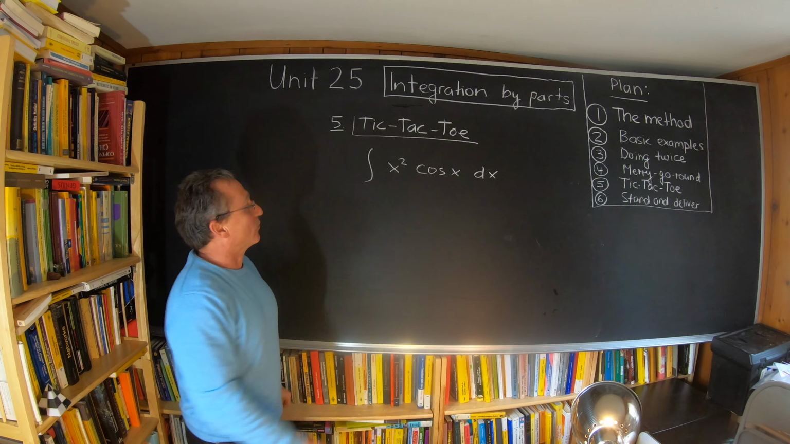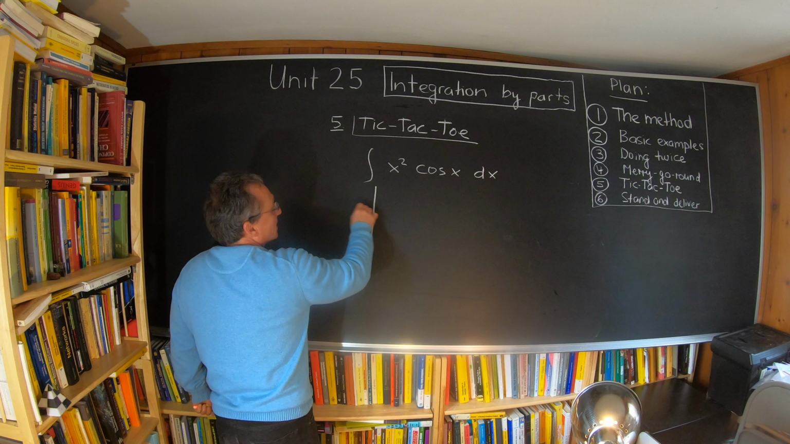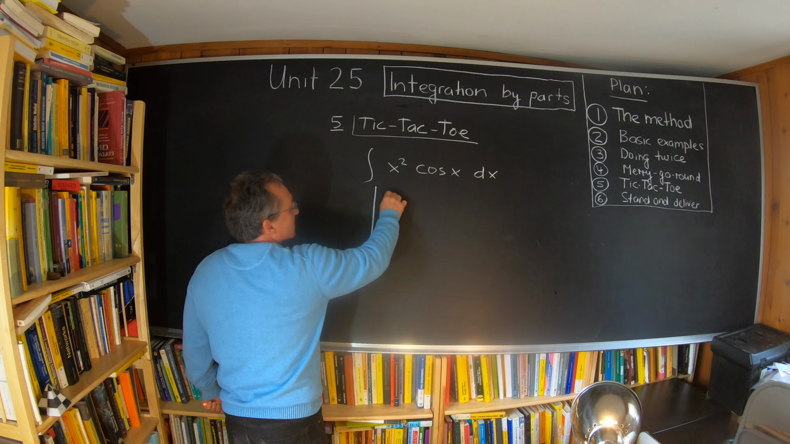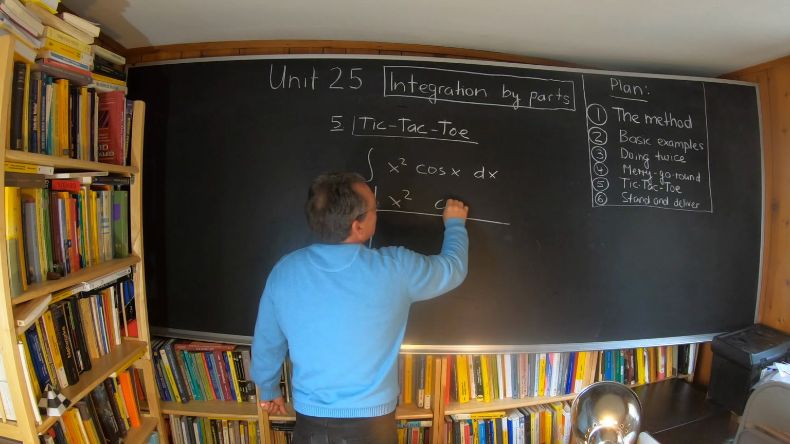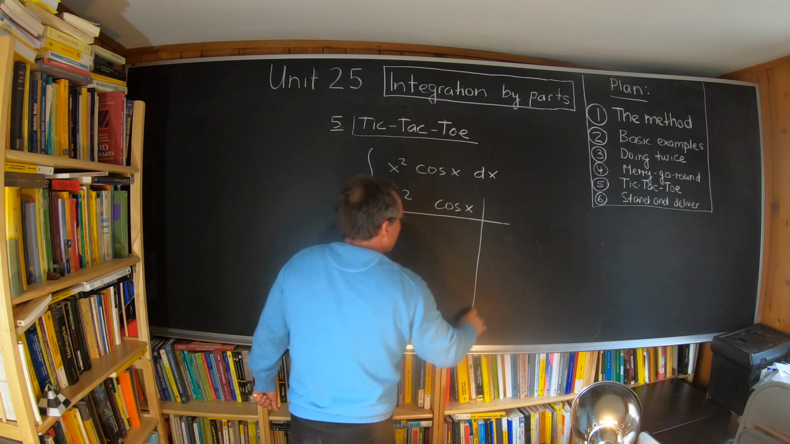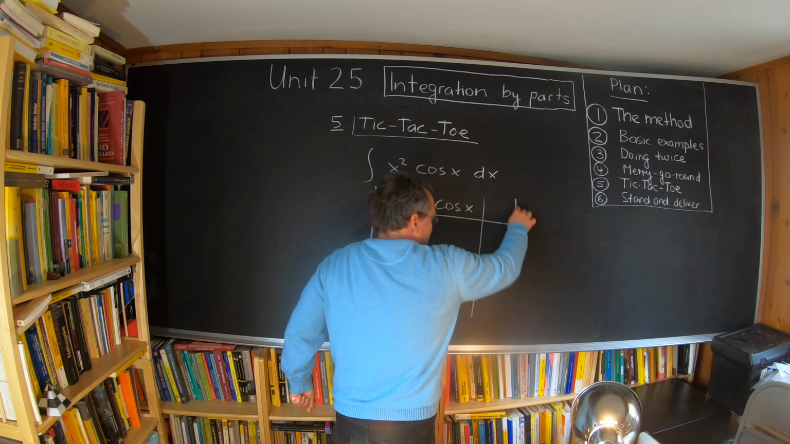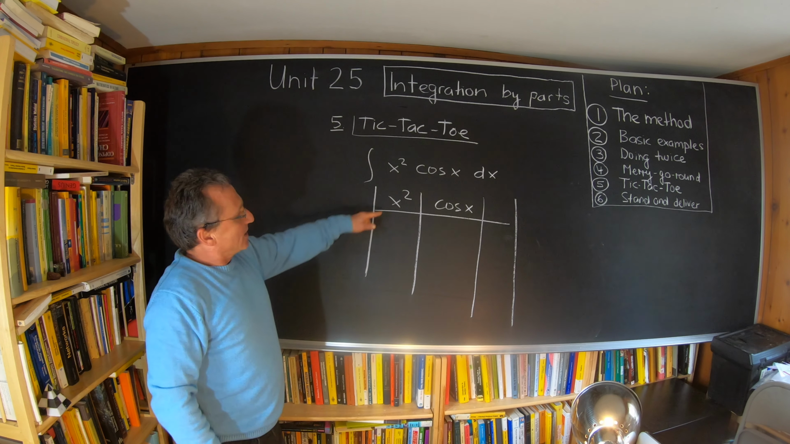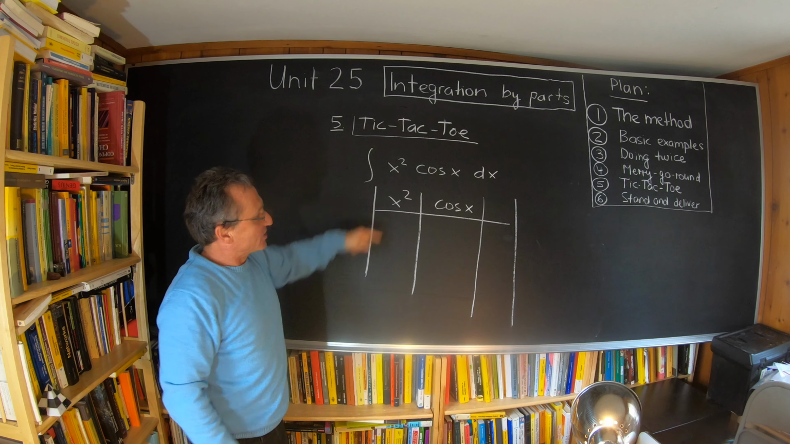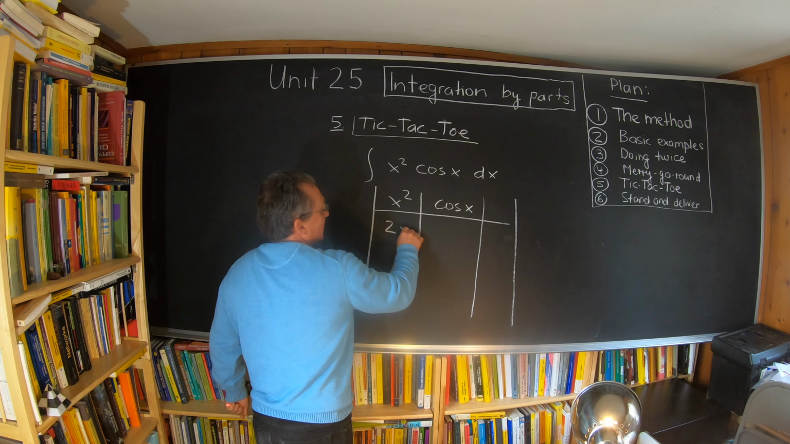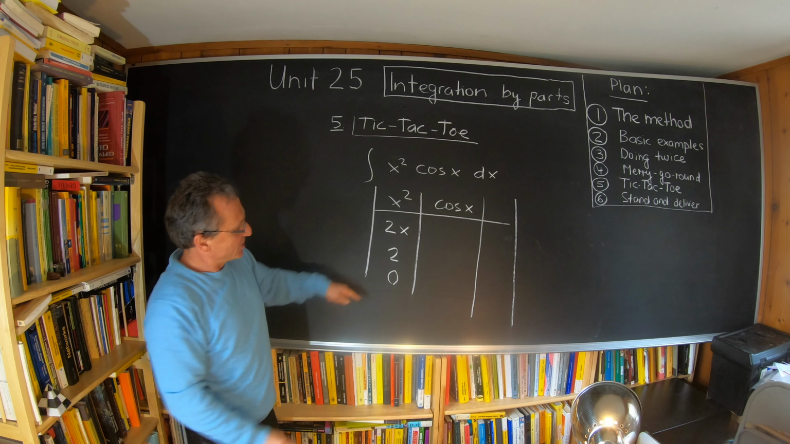It's absolutely cool. So what we do is we make a little table here. We start by writing x squared, and I'm writing cosine x. This is the second function, and I add a third column here, which is a sign column. Now what we do on this side is we just differentiate. So here I differentiate everything, that's the first time I get 2x, then I get 2, and then I get 0. So we differentiate here.